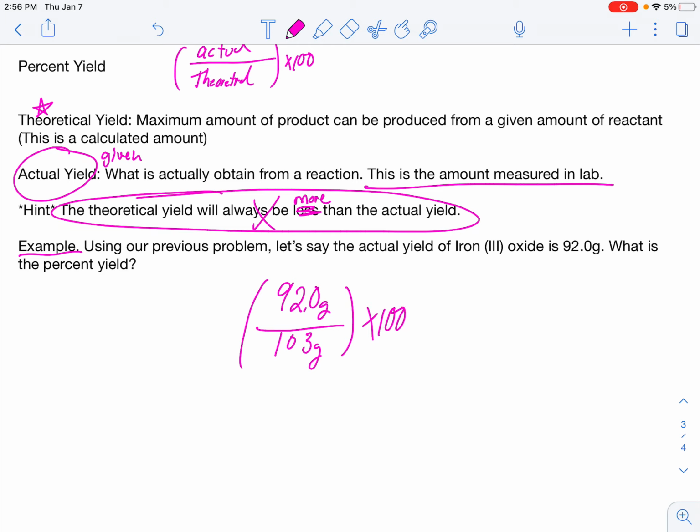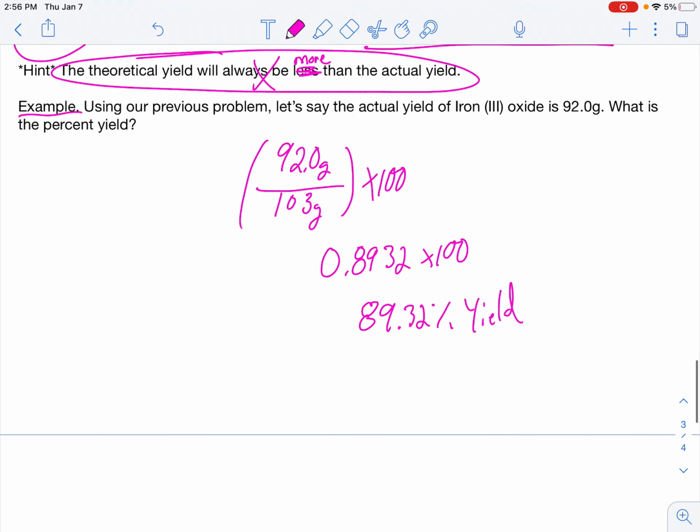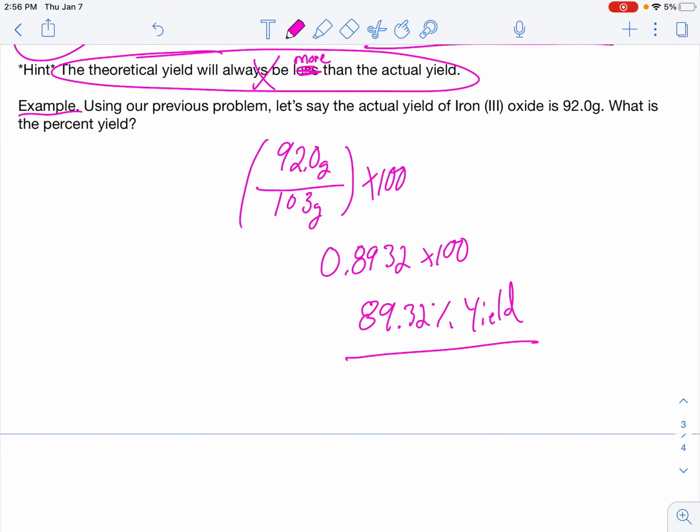So, on your little calculator, you get 92 divided by 103. I'm literally doing this right now on my calculator. 92 divided by 103. I get 0.8932 times 100. I get 89.32% yield. Now, that's too many sig figs. Looks like I was given 3. I have 3 here. I was given 3 previously. So it's going to be 89.3% yield. That's a pretty good yield.